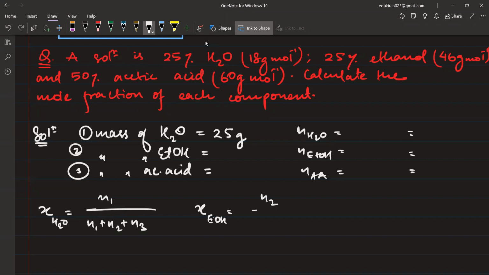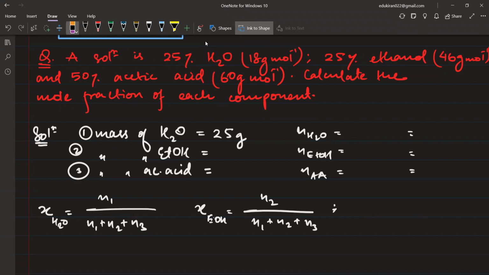So this will be a number of moles N2 upon N1 plus N2 plus N3. And then at last for acetic acid, what you are going to do? Number of moles of acetic acid is equal to 1 minus the chi of H2O plus chi of ethanol.